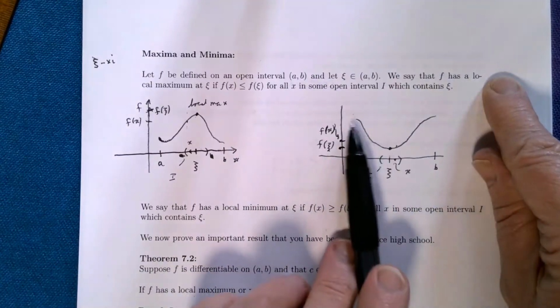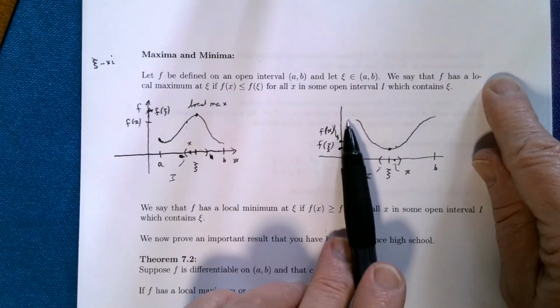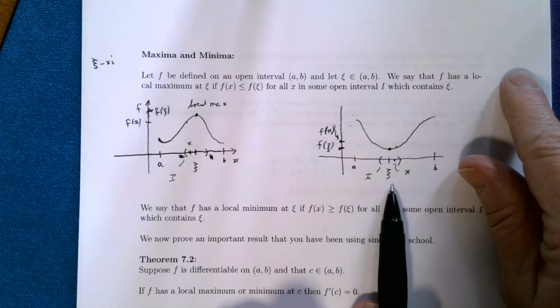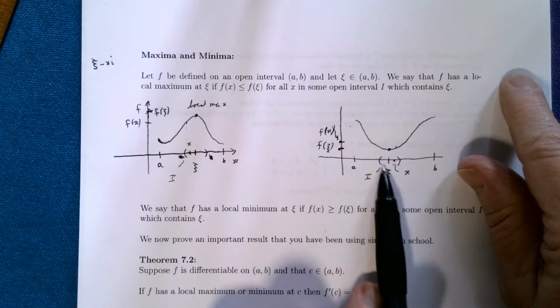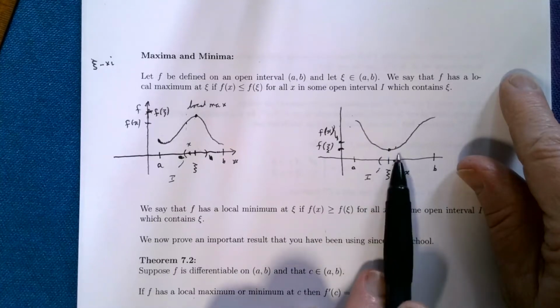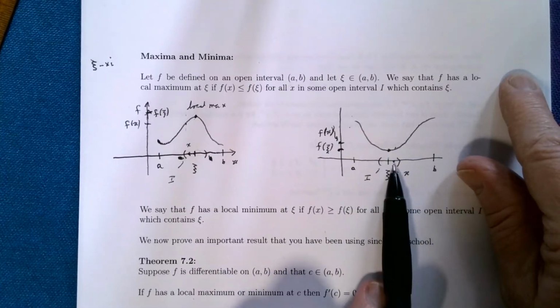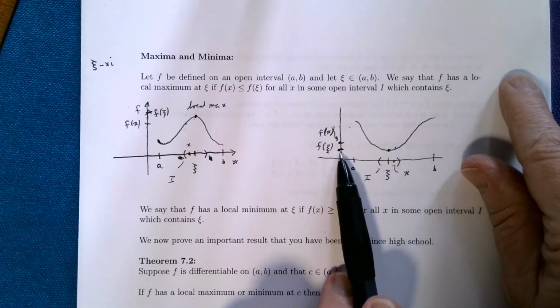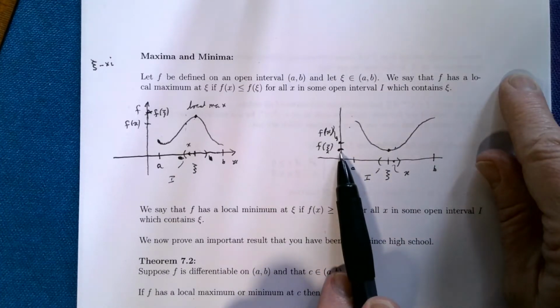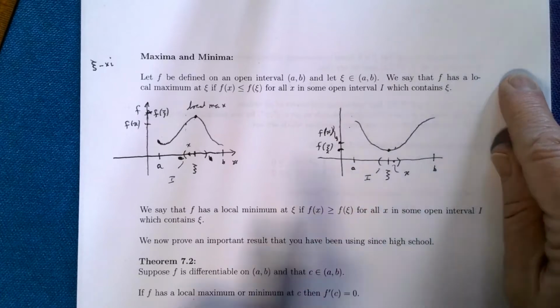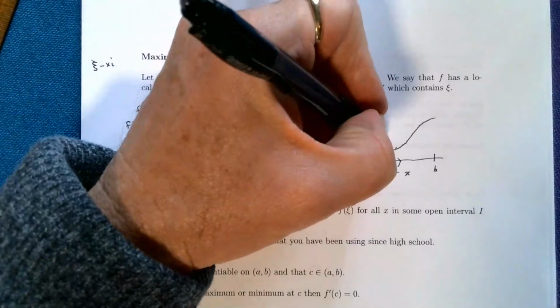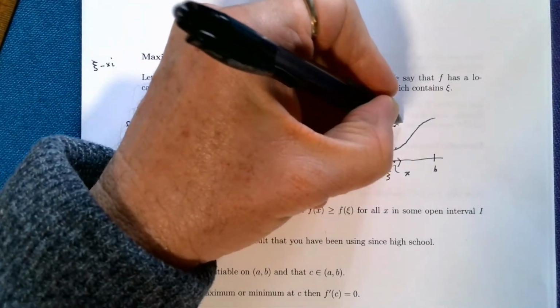And we do a similar thing for local minimum. In this case, again, we say it's got a local minimum at xi, means there is some interval you can draw around this point, and if you take any x value in there, then the f of x value will always be bigger than or equal to the f value at xi. And we call that a local minimum. So this one here will be a local min.